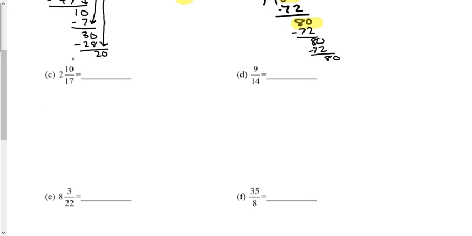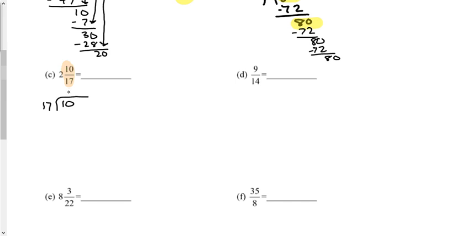Next, 2 and 10/17. Now, when I do something like this, I like to do just the decimal part of it, you know, the fraction, and then we'll add a 2 on the front. So let's take 10 and divide it by 17.